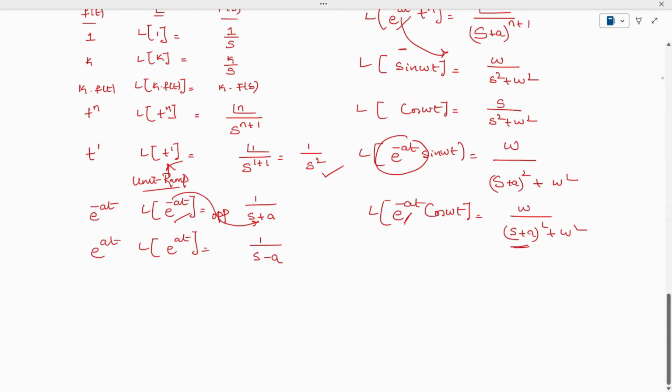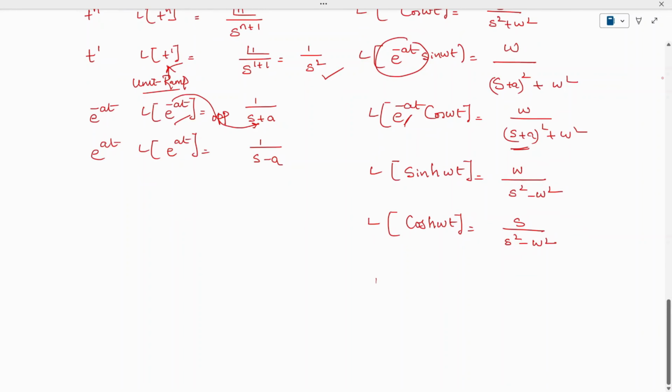Similarly, Laplace of sine hyperbolic omega t, we can write down as omega divided by s square minus omega square. Similarly, Laplace of cos h omega t, we can write down as s divided by s square minus omega square.